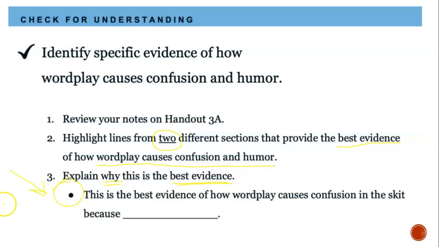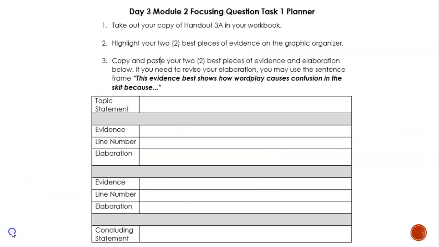Okay, so you're going to have a check for understanding number 2 in your Instinct journal to do this check for understanding and explain this. So you just need to make sure that you have the highlighted lines. Actually, let me pull it up for you. Give me one second. My apologies. I was wrong on the name of the assignment. It's going to be M2D3, Focusing Question Task 1 Planner.